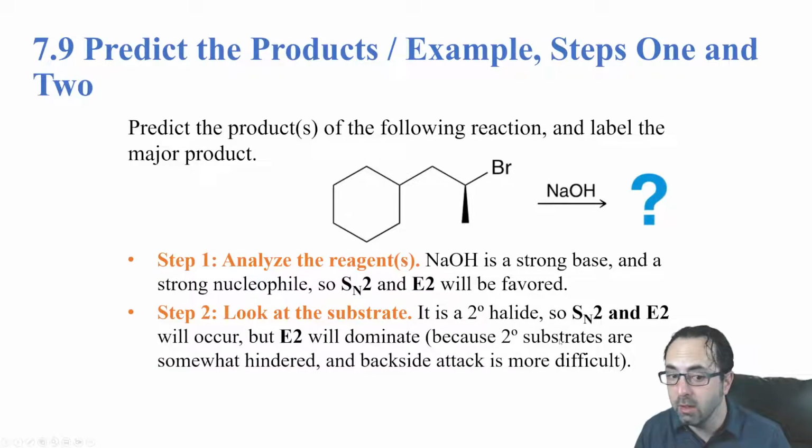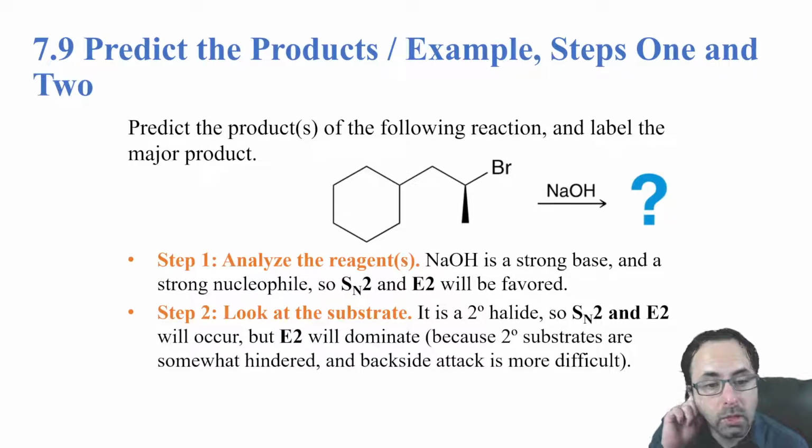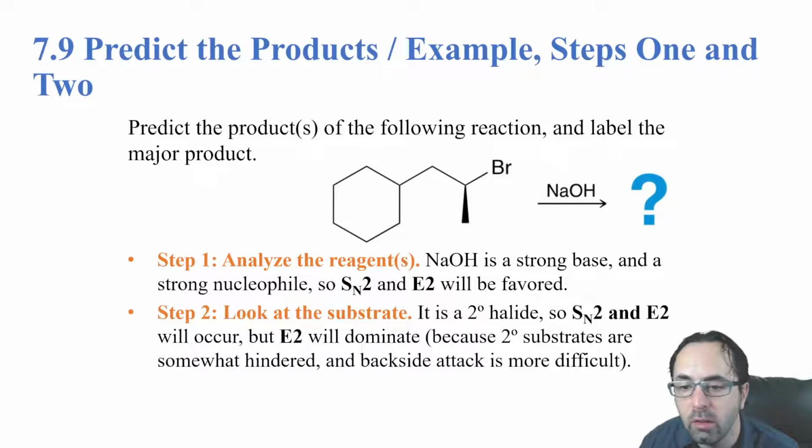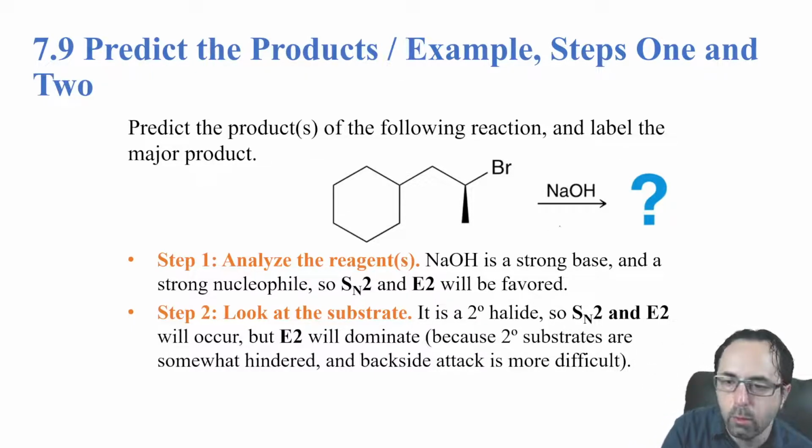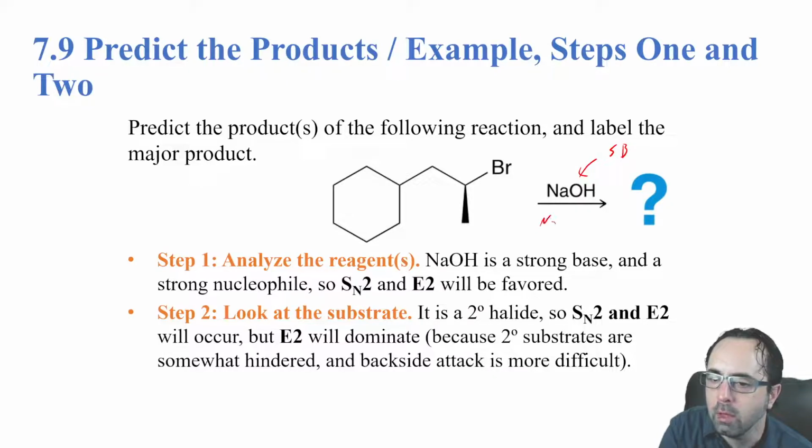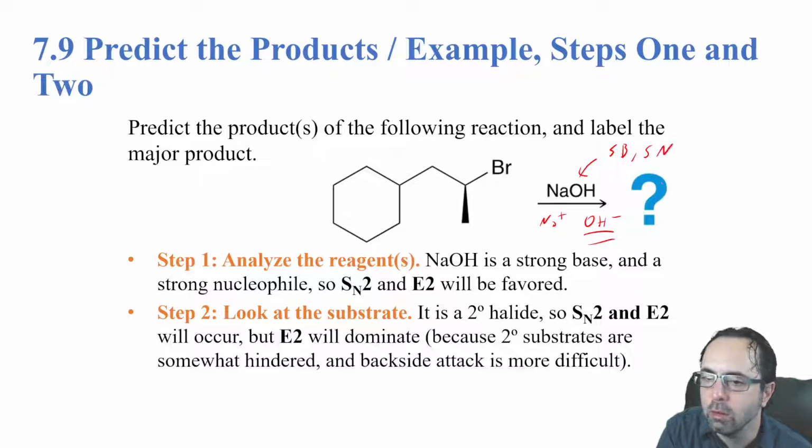So let's say we have this reaction right here, and we want to predict the products. So we go through each of these steps. First, we look at the reagent, and we say, okay, how can we describe the reagent? This is a strong base, hydroxide. So we have sodium here, but it's just a spectator. What we're really caring about is the hydroxide. So it's a strong base and strong nucleophile.